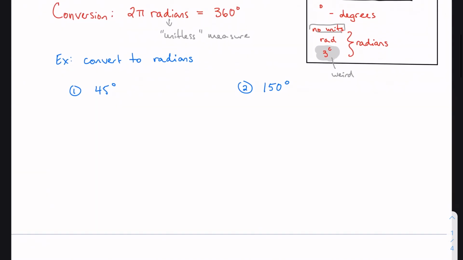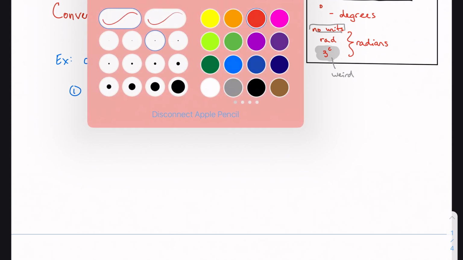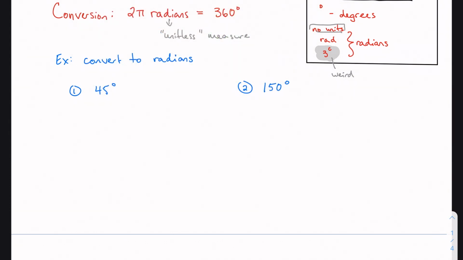So let's try some examples. If I'm going to convert from degrees to radians, I'm going to apply my conversion formula, just like any other unit conversion. I need to cancel out my units by putting the conversion so that the units I'm interested in canceling out are on opposite sides of the fraction. So to convert from degrees to radians, I'm going to multiply in such a way that I have 2 pi over 360 degrees. In this way, my degrees cancel out.